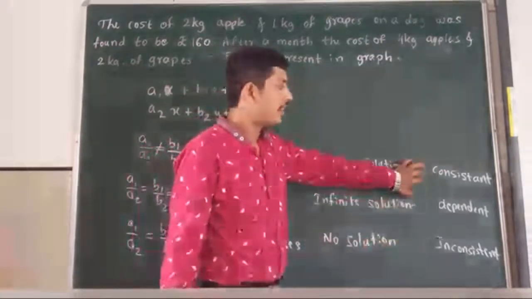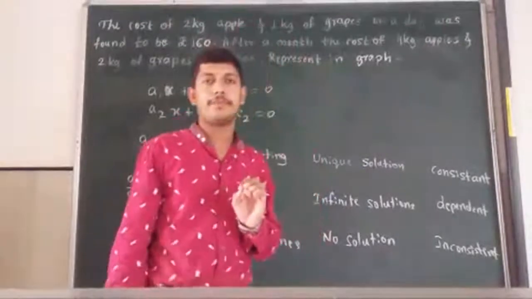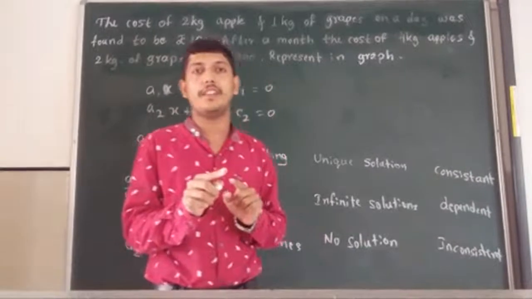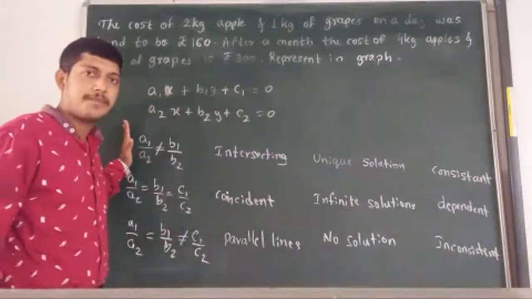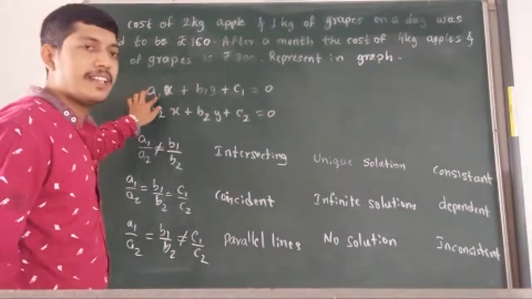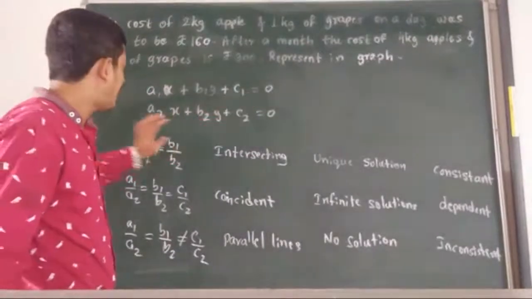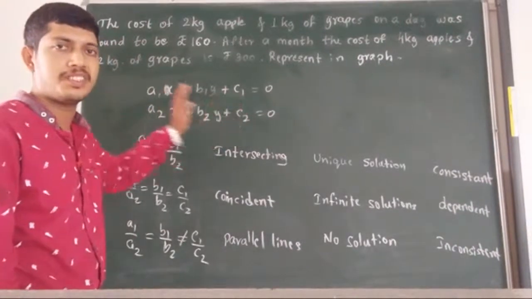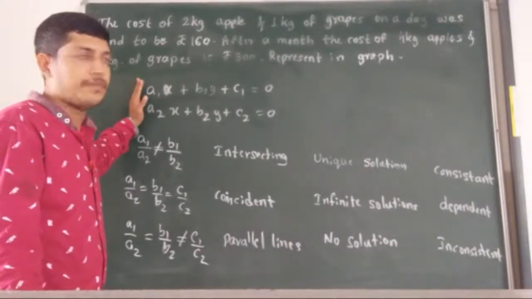So first, consistent. For example, if you consider a pair of linear equations and the lines of that pair are intersecting. See here, I will consider this first case, with any two lines. I will consider the first line as a1x plus b1y plus c1 equals 0, and the second line as a2x plus b2y plus c2 equals 0. So this is the general form of the linear equation.